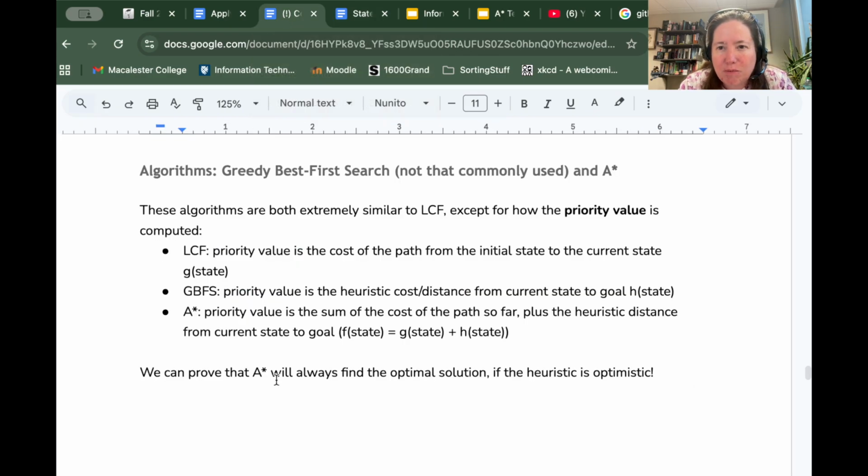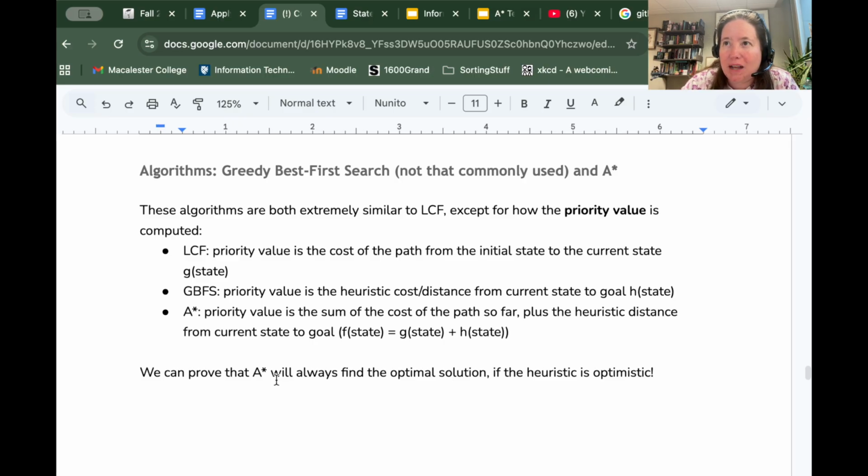All right, so here's just a summary, recapping what we were just talking about. Least cost first: the priority value is the cost of the path from the start state to the current state, which is the G cost. Greedy best first search: the priority value is the heuristic cost from the current state to the goal, which is the H cost. And A star: the priority value is the sum of those two. It's the G cost plus the H cost, so you're taking into account both parts of the path.